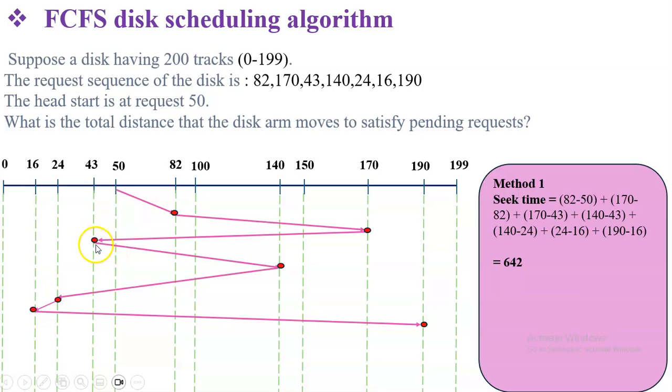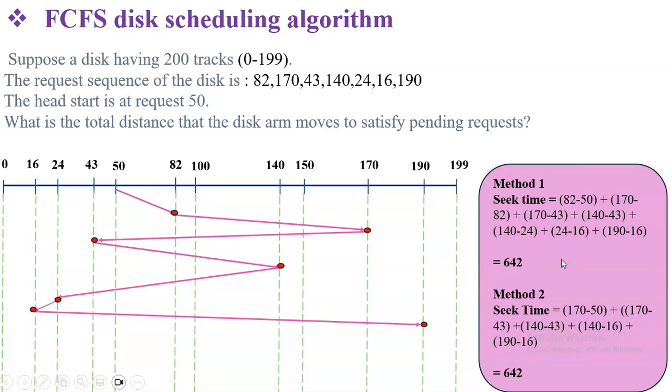That will be added to the next movement, which is from 43 to 140, so that is 140 minus 43. The next movement is from 140 to 24, so that will be 140 minus 24. Then 24 minus 16, and the last movement will be 190 minus 16. So the total of this comes to 642 movements. So the seek time with the first method that we calculated is 642.